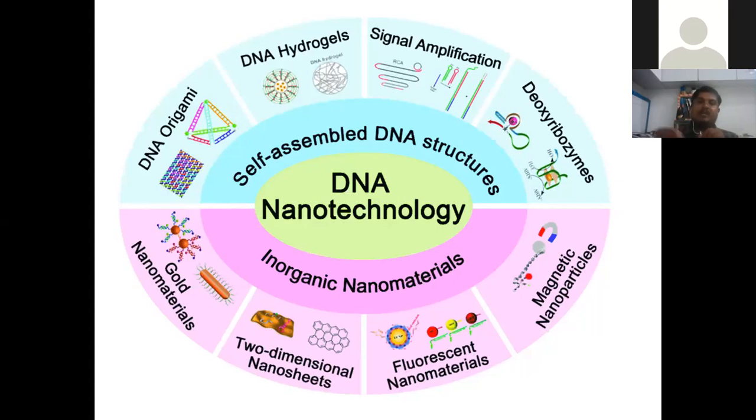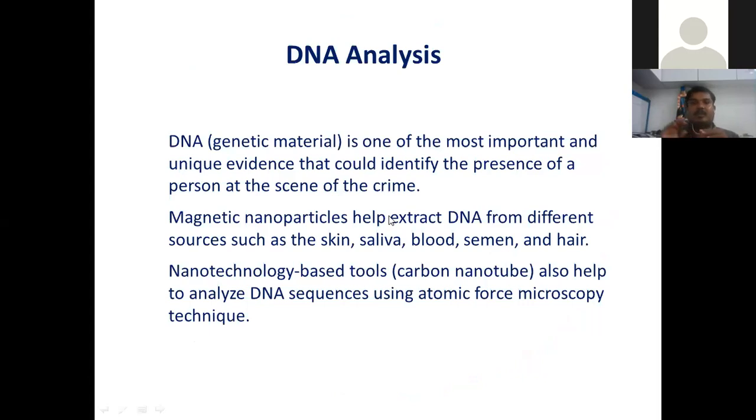Apart from fluorescent nanomaterials, magnetic nanoparticles, and two-dimensional nanosheets, I told you gold nanoparticles are inorganic nanomaterials used in DNA nanotechnology. DNA, the genetic material, is unique evidence for a person at a crime scene. Magnetic nanoparticles especially help to extract DNA from skin. In a killing or rape, there is a small amount of skin material in the nails.